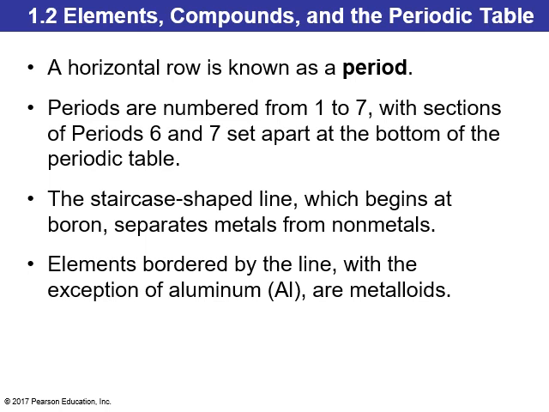So we mentioned our horizontal rows are called periods. Those can be numbered from 1 to 7.